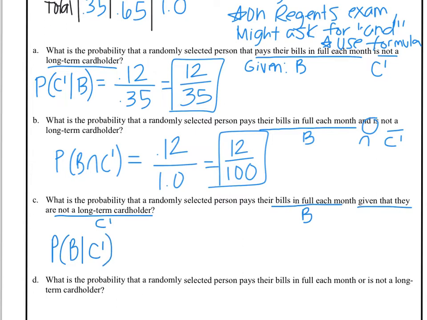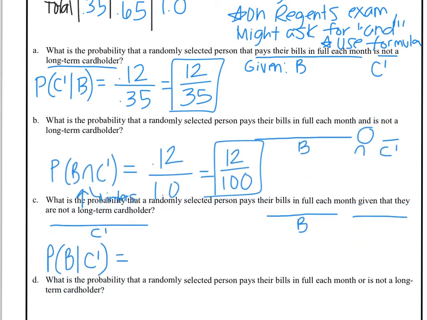Now this one might look very similar to the one above it, but this one we were finding the intersection of the two. Now this one we're actually looking in the given column, so we're looking given C prime. If I can scroll up here without an issue, nope. Okay.